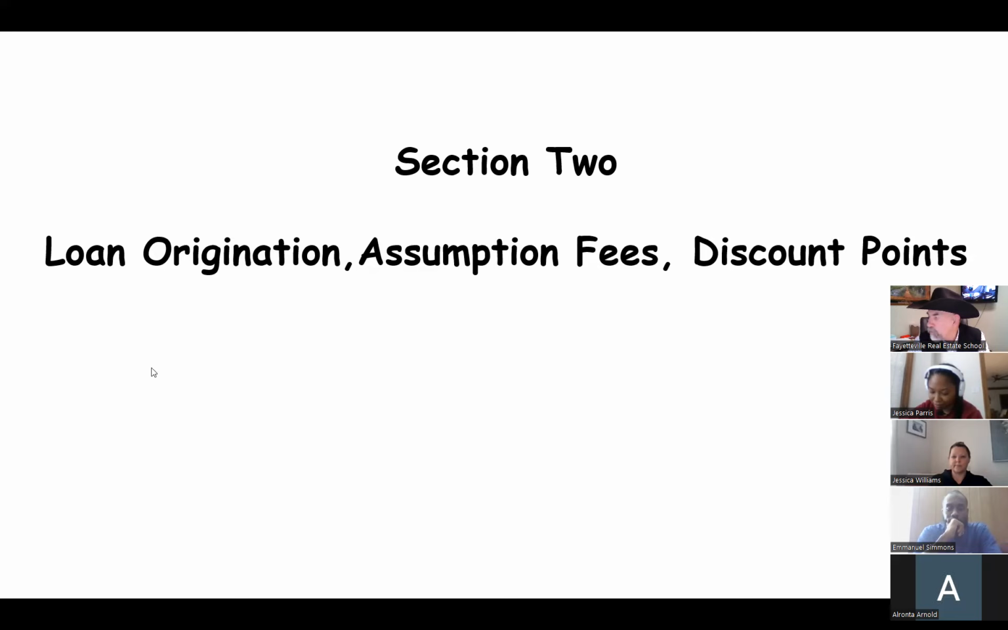And we're going to review our section 2 from the original math book that was used in pre-licensing. And we're going to talk about loan origination, assumption fees, and discount points. These are 3 different calculations that we will use with our buyers.